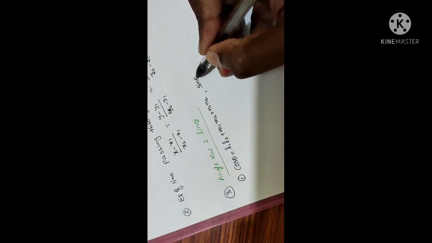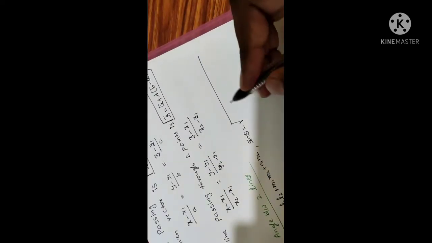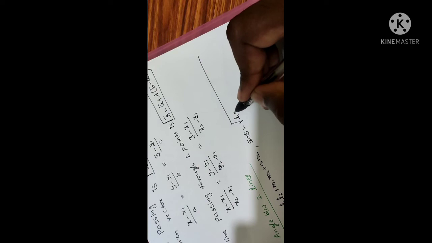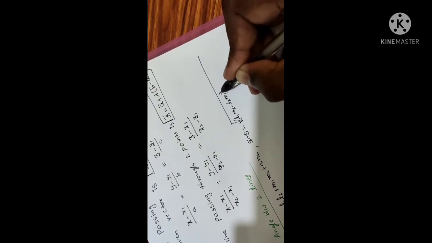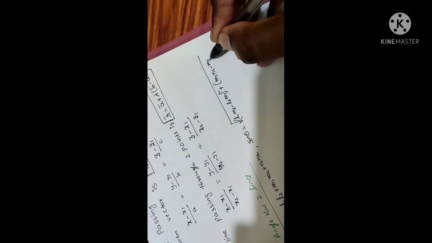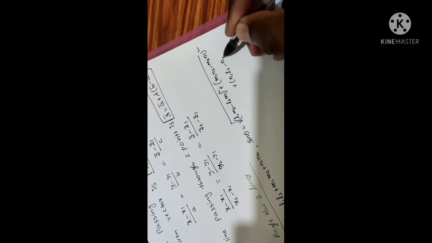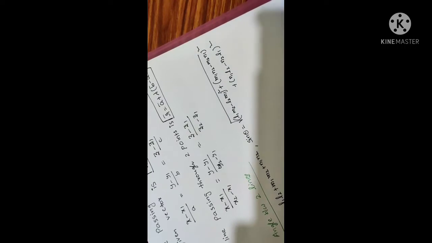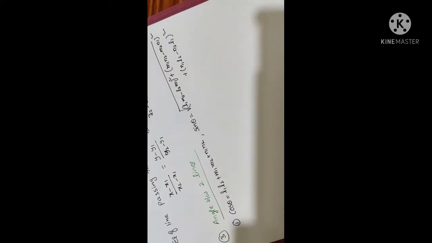And sin theta is equal to under root of L1 M2 minus L2 M1 whole square, M1 N2 minus M2 N1 whole square, N1 L2 minus N2 L1 whole square. This is the formula for cos theta and sin theta if DCs are given.